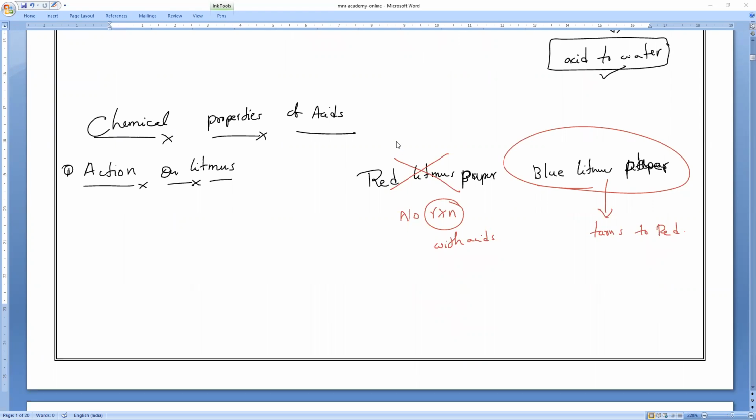Simply, I can say litmus paper, I can also call it pH paper. What do we call it, everybody? pH paper or litmus paper. Both are the same. Okay. So always, if it is an action with litmus, if it is an acid, what will it do, guys? Blue litmus will convert into? Yes, please. Red.